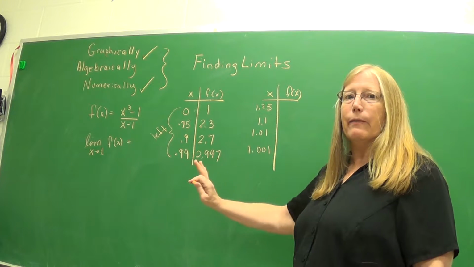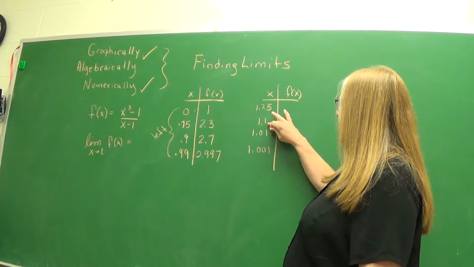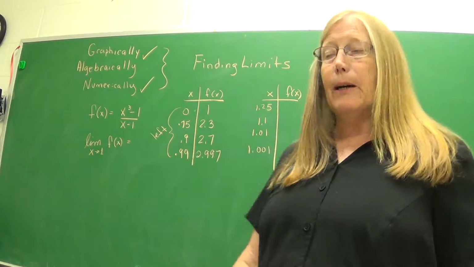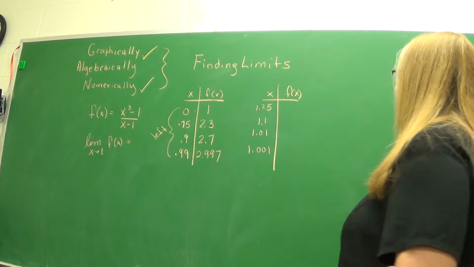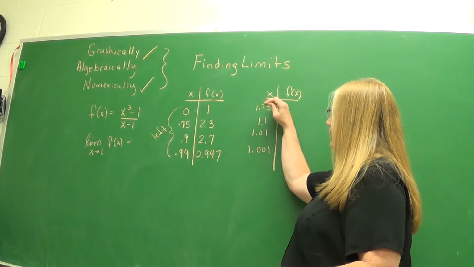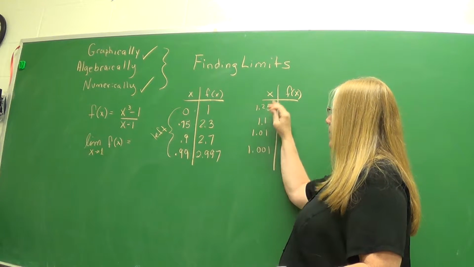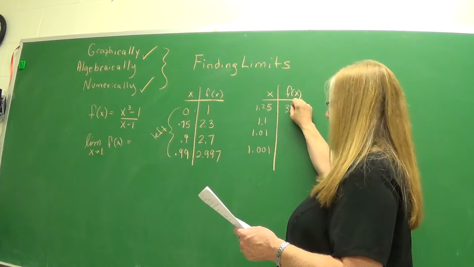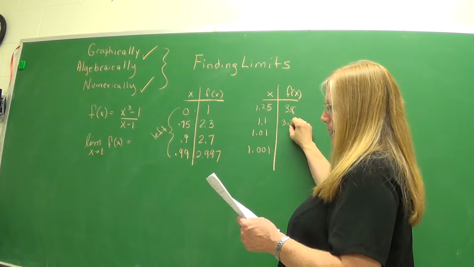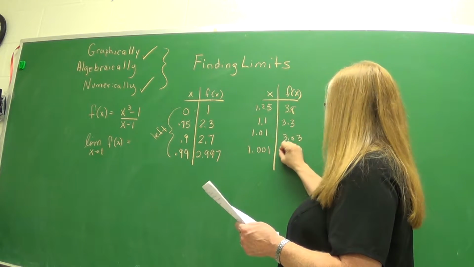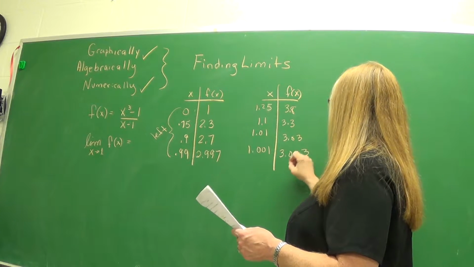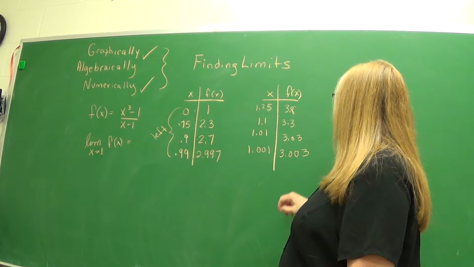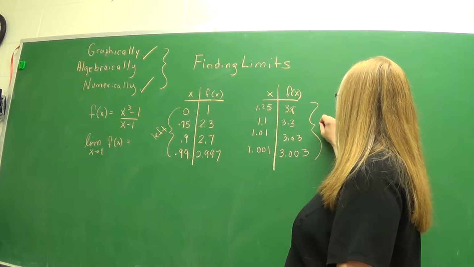Now we're going to press in from the right, and the numbers I chose were these. If you were asked to do this independently, you would have picked other numbers, but hopefully you would have something that proves the same number as I get: 3.8, 3.3, 3.03, and 3.003. So here we are, getting closer to 3 from the left, and now getting closer to 3 from the right.